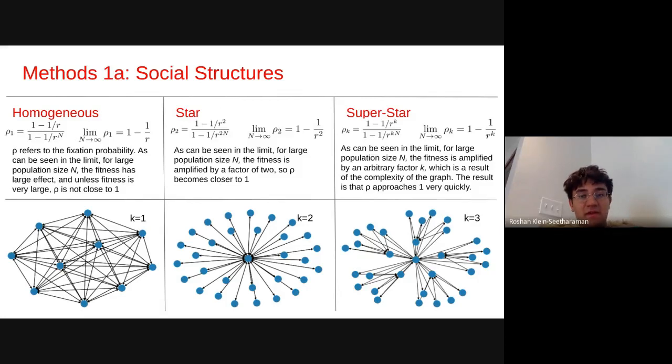Dividing by that will create a smaller number, and then subtracting that will make it closer to 1. And in the superstar, and this is sort of remarkable, depending on how many leaves and how many levels, the amplification parameter can actually be raised to some arbitrary power. So we're really raising it to however large we want, based on how we organize the structure.